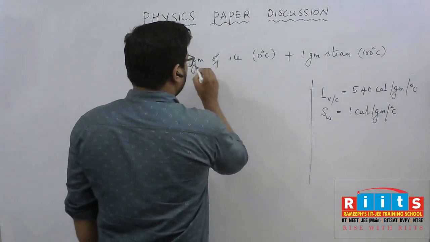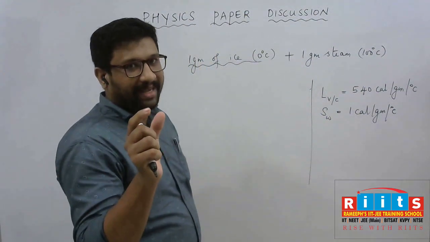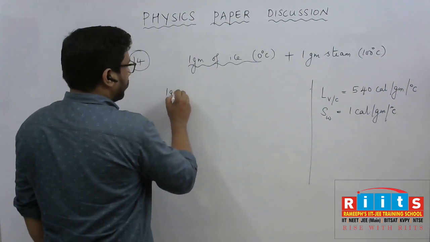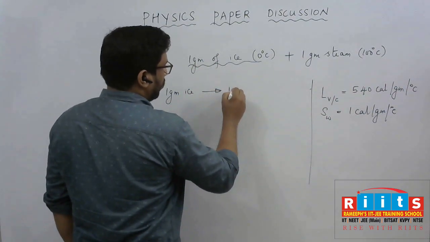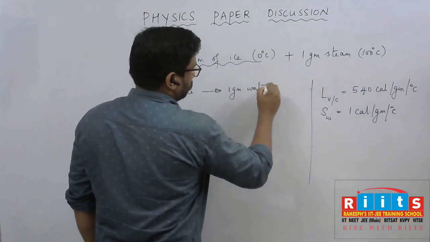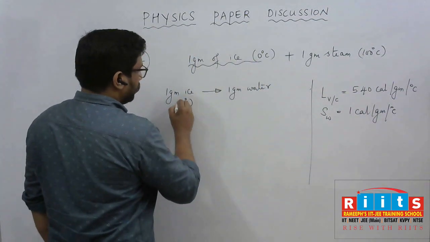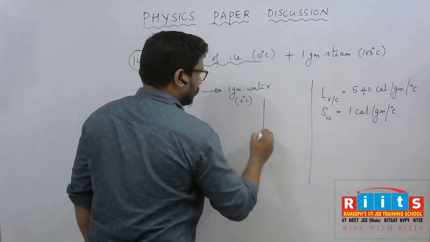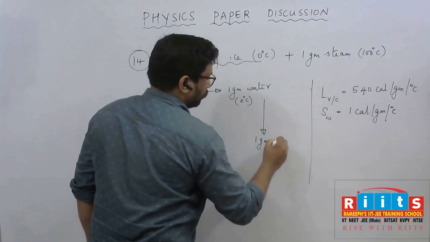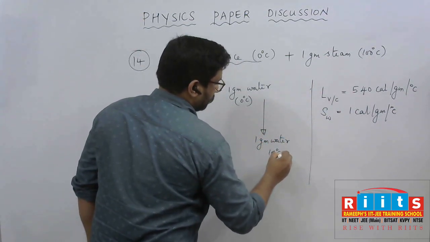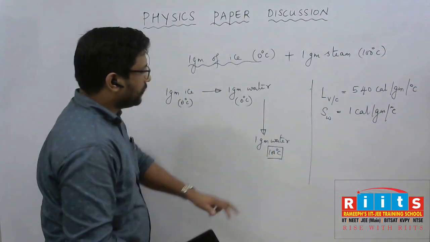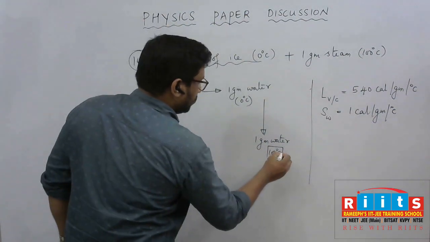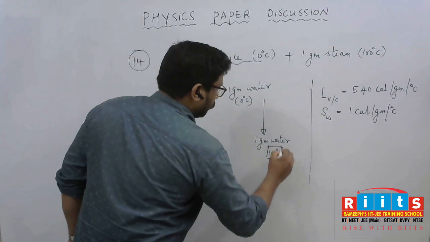For solving this question, you have to assume a very basic level of temperature. So first of all, I am taking 1 gram of ice converting to 1 gram of water. And here the temperature is 0 degrees. Then just convert this 1 gram of water to 1 gram of water at 100 degrees Celsius. So I am assuming, let this be the reference temperature. We will work with this temperature first. So this is the temperature for 1 gram of water.